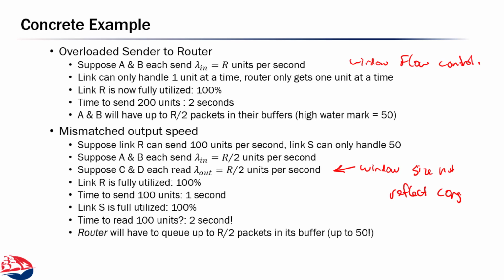Why? Because eventually the A and B hosts are just going to have their window size filled. They just don't have any more space for any more packets. Here, in this second case, the router is being overloaded. And so the router is going to have to deal with the flow issues.